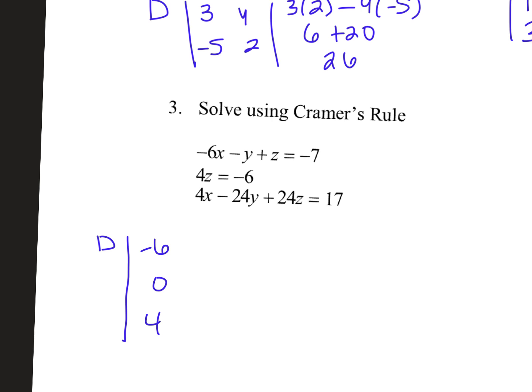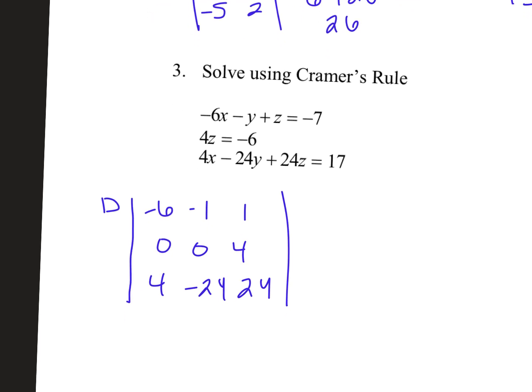Yes or no? Okay. So then, what are my y's? -1, 0, and -24. Okay. And then what are my z's? 1, 4, and 24. Good. Now, how do you find the determinant with a 3 by 3? What do you have to do? Recopy the first 2 columns. So -6, 0, 4, -1, 0, -24.